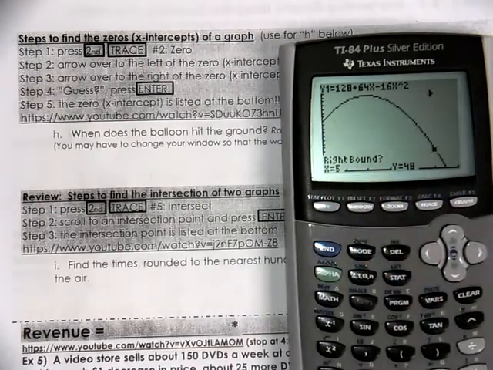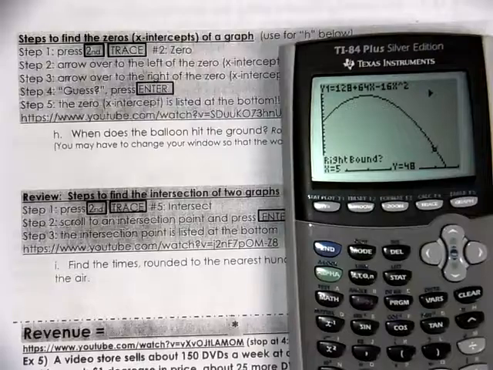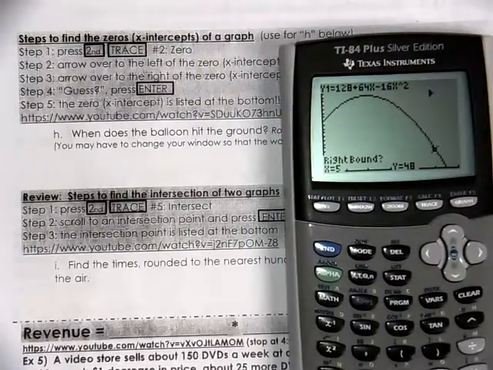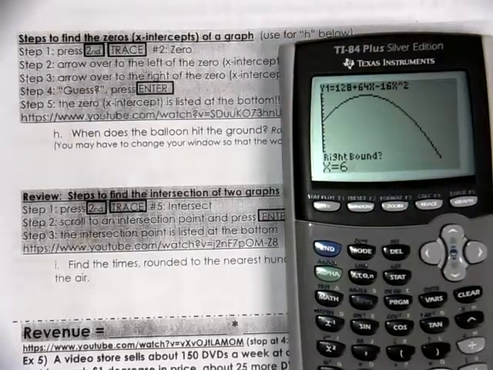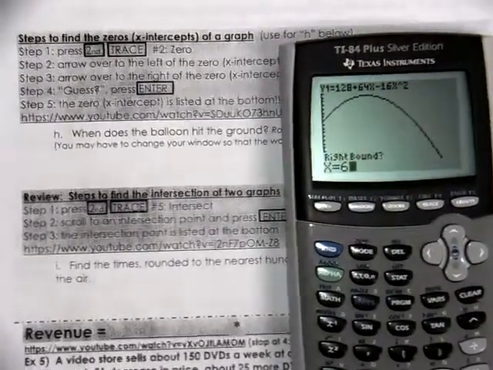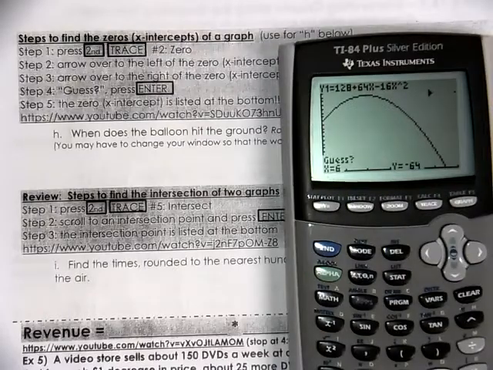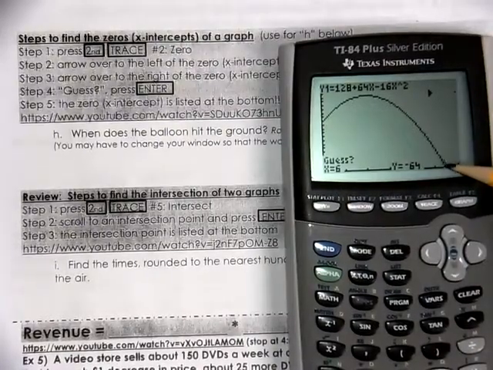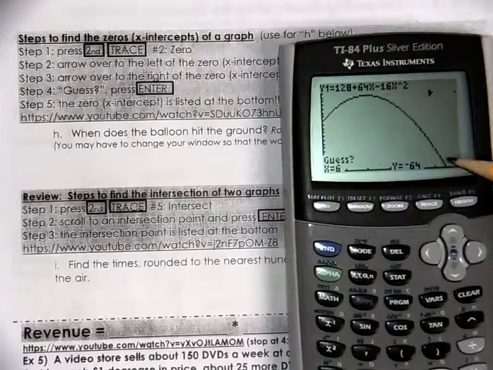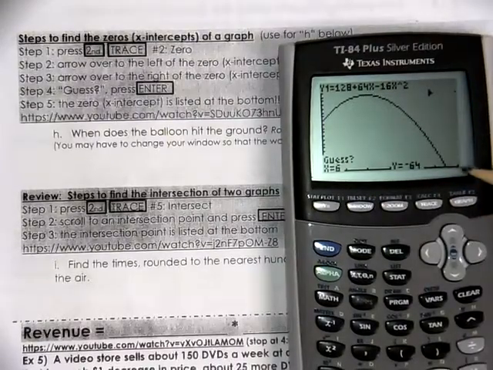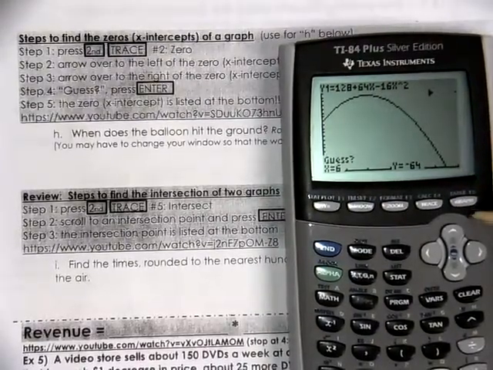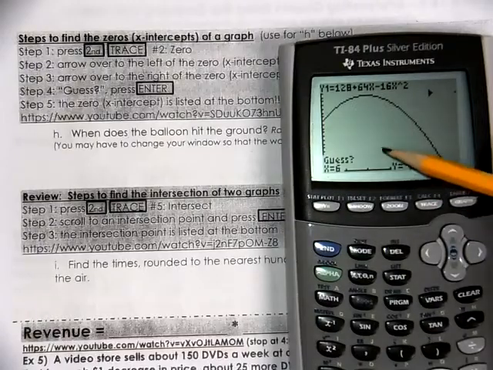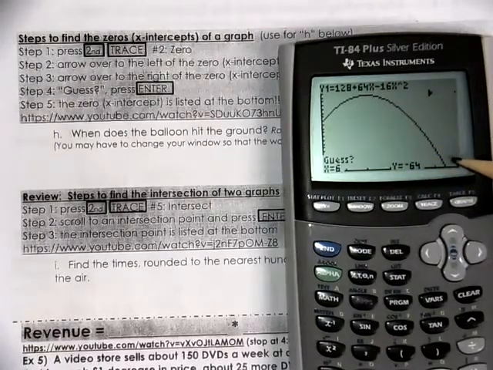What number is to the right of it? 6 is clearly to the right of it. We saw that in our table. So we could very quickly type in 6, or you could arrow over, whichever you like, and you can hit that in. Now, the one trouble that we have here is we can't see down there. We can't see what's happening when x is 6. It seems like it's way off to the side, way down low. So we could change our window so we could see that a little bit better.